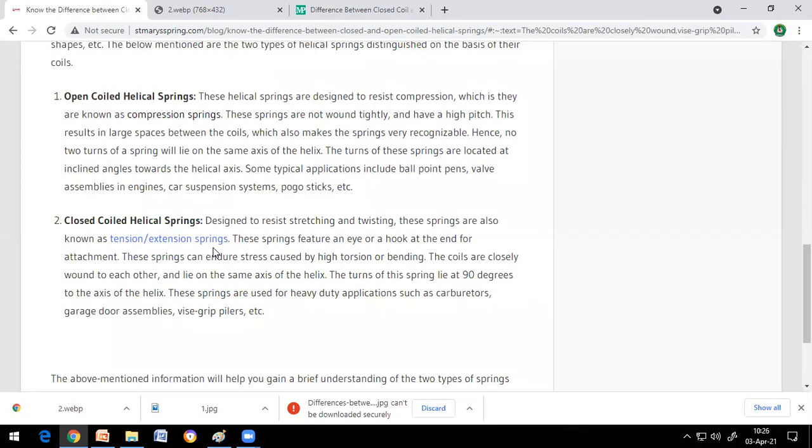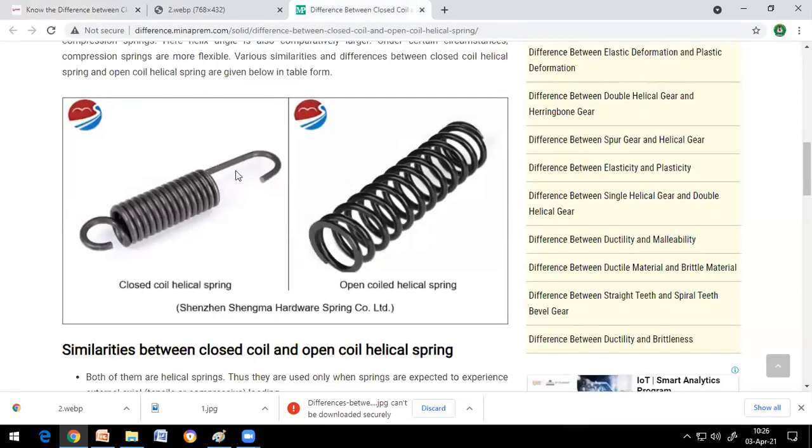These springs feature an eye or a hook at the end for attachment. Why do these springs have a hook on both ends? Because if you want to use the springs to carry tensile forces, you have to attach those hooks at some places. Then only it can carry the tensile forces. If you see your bike stand, the spring is attached on both hooks, isn't it? So then only it can carry the tensile forces, right?